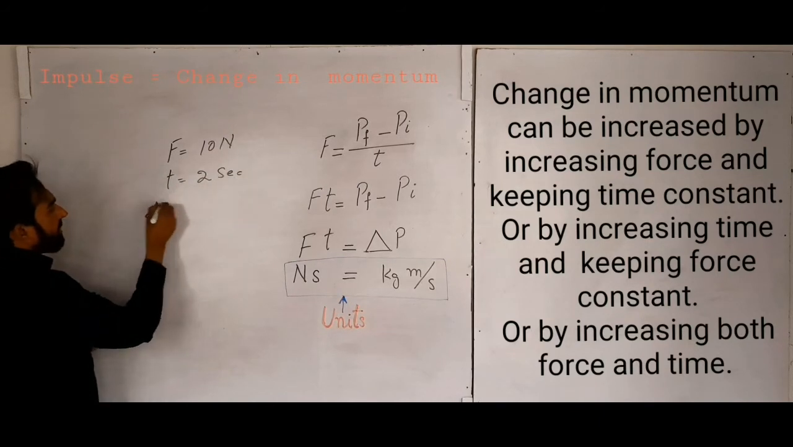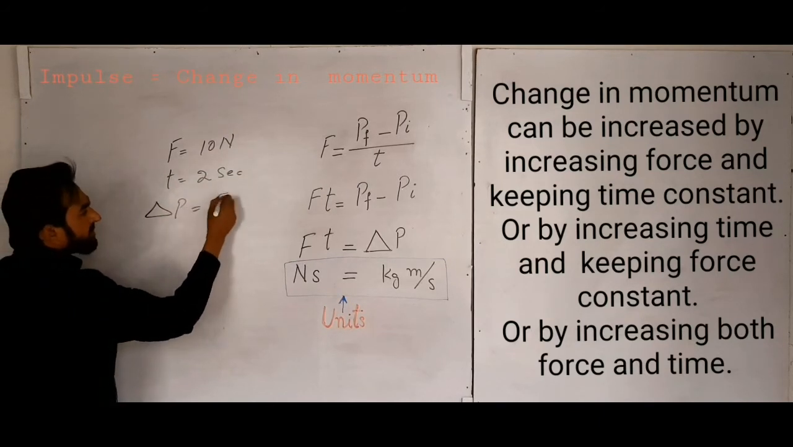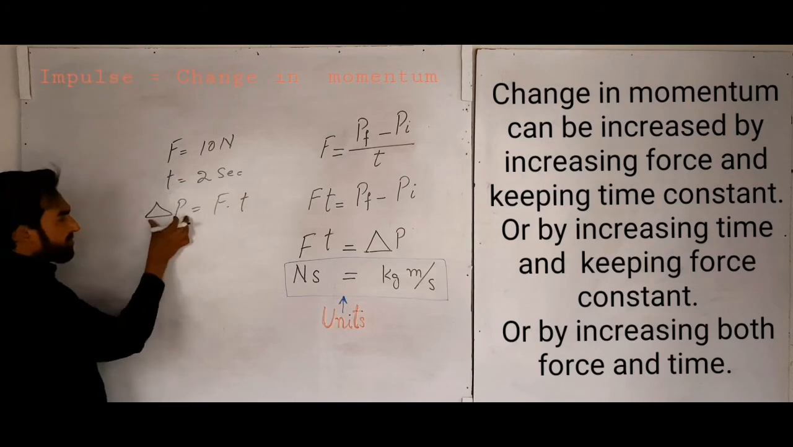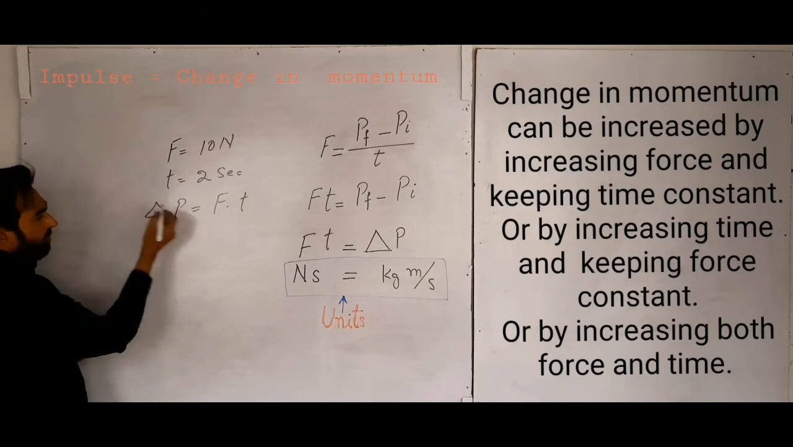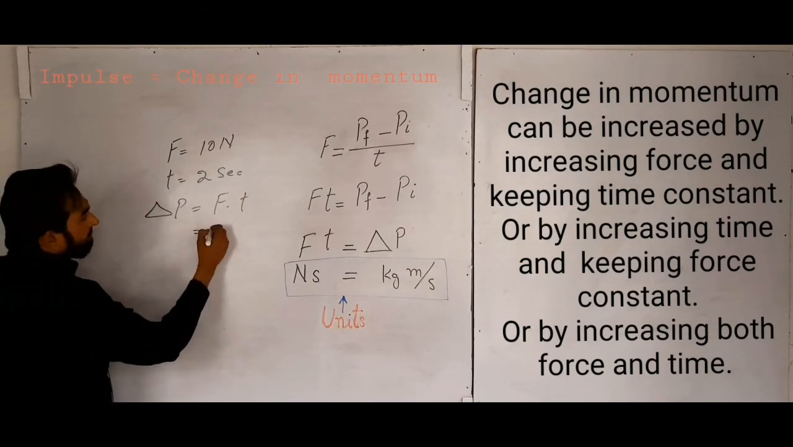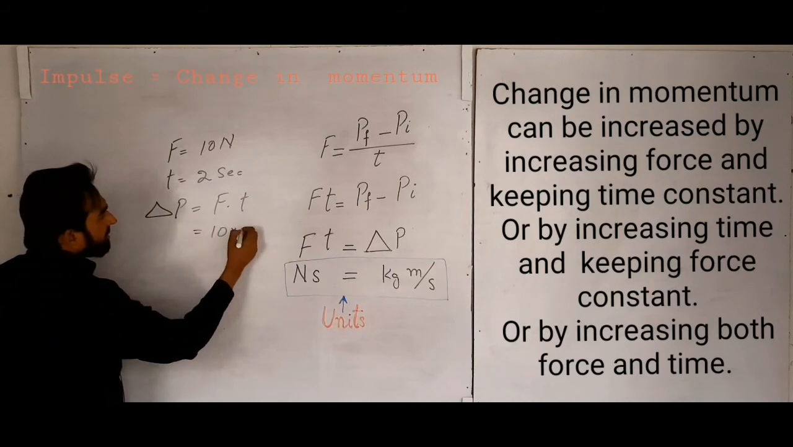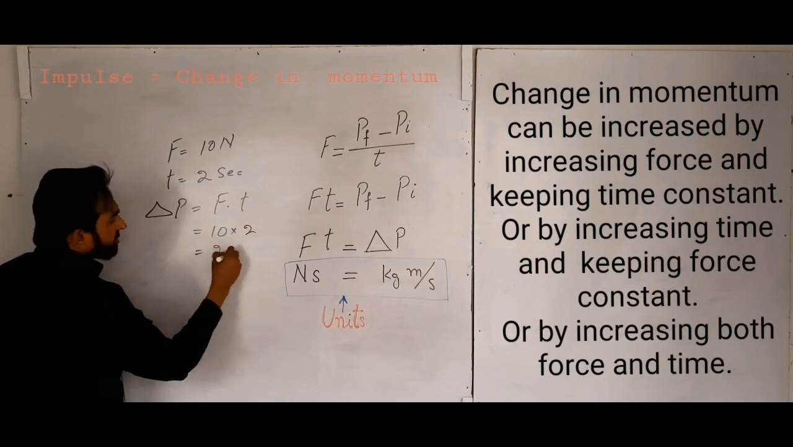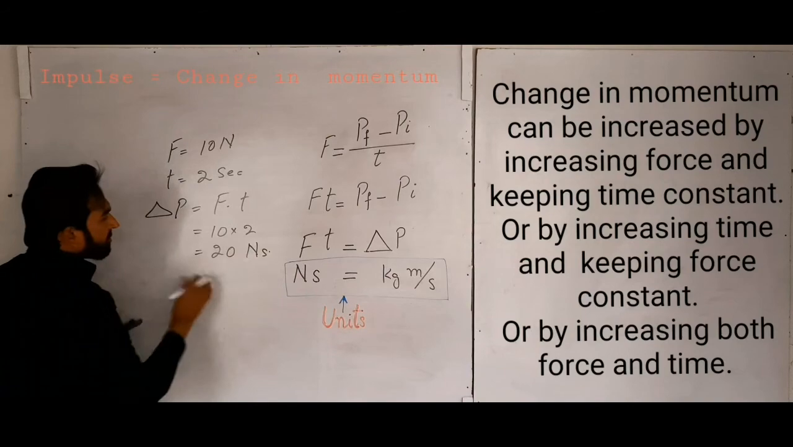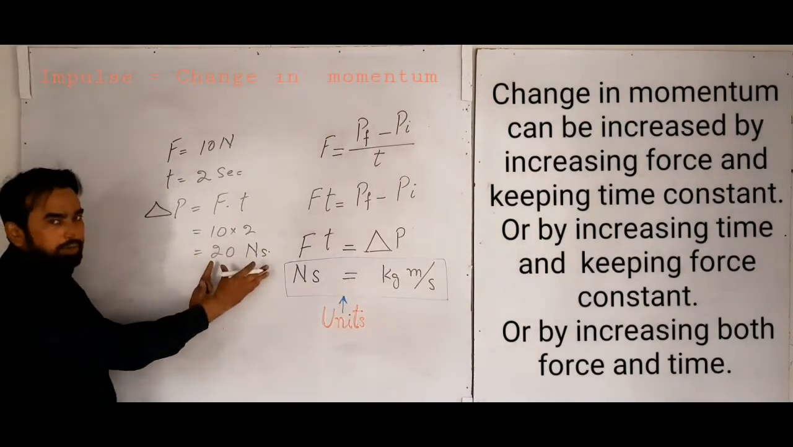So the change in momentum, which is called impulse, is F into T, because this change in momentum is called impulse. So force is 10 Newton and the time is 2 seconds. So this is 20 Newton second. So the change in momentum is basically 20 Newton second.